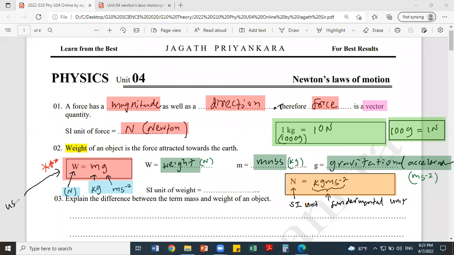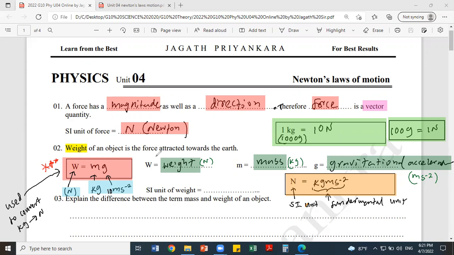So what is the use of this equation? Used to convert kilogram to Newton or Newton to kilogram. So either side you can, because g is constant. g is 10 m s^-2. Gravitational acceleration is 10, that is a constant. It's given in the exam.